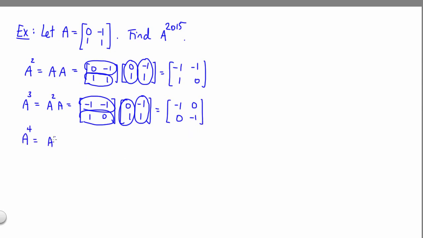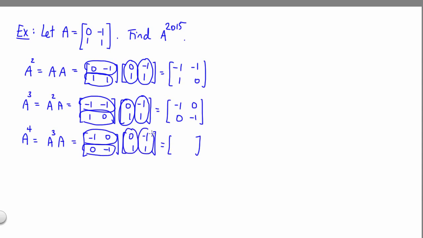So let's try A to the fourth, which will be A cubed times A. At some point you can stop circling the rows and columns once this matrix multiplication starts to seem a little bit more automatic. So this product here is going to give us 0, 1, -1, -1. Now to get A to the fifth, we'll take A to the fourth times A.